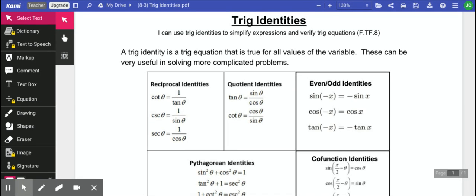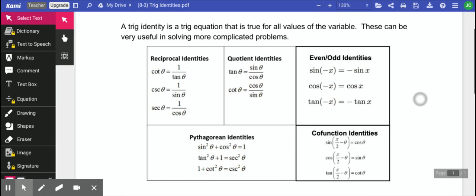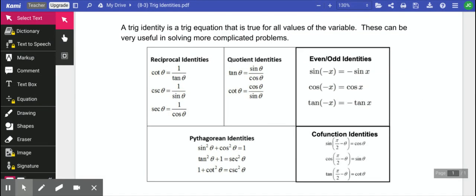In this lesson, we're going to talk about trig identities. A trig identity is some sort of trig equation that's true for any value. These are really useful in solving more complicated problems. We have a handful of trig identities here in the notes, and next year when you take trig, we'll get even more of these. Right now, these are things that you do not need to have memorized.